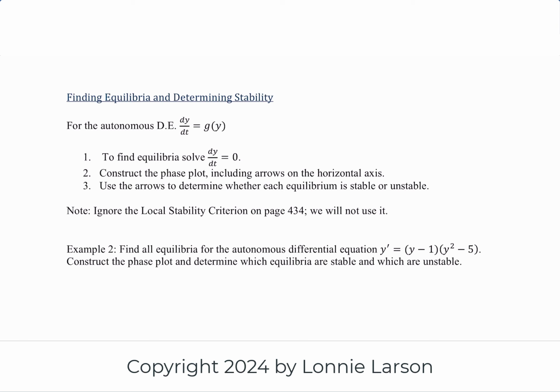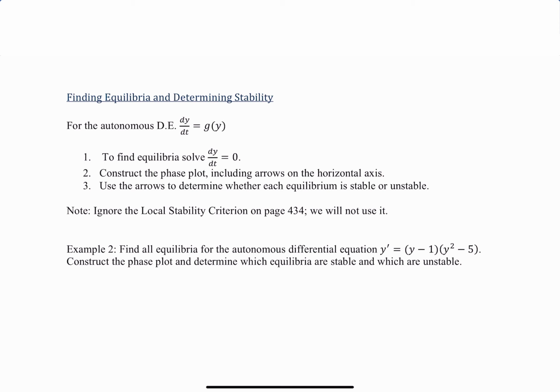Let's talk about finding equilibria and determining stability. For the autonomous differential equation dy/dt equals g of y, remember that just means stuff with no t's. To find equilibria, solve dy/dt equals 0.